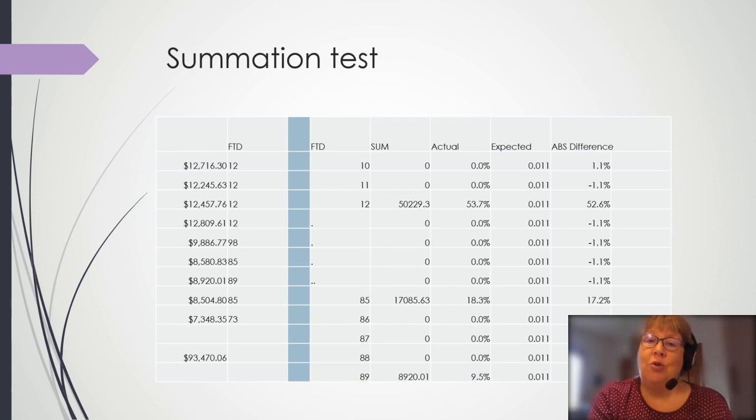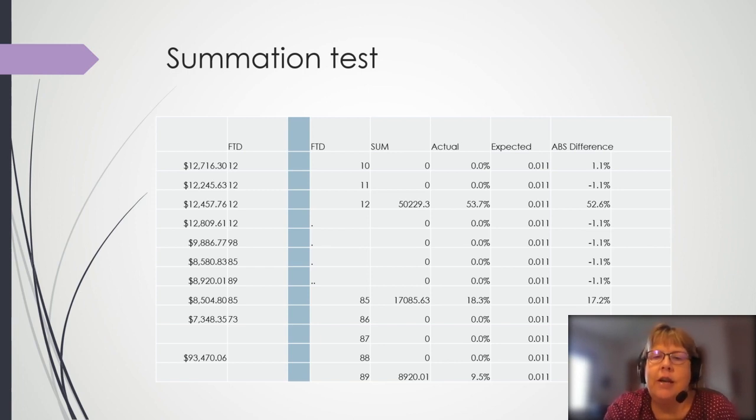As I said, this is not going to be a true test because we're only looking at 10 to 12 data points. So on the right, we have a chart, and that first column is the first 2 digits. That column would have between 10 and 99, and then the sum for each of those digits. So we had 4 data points that started with 12. We add up the check amount for each of those line items and get $50,229. And we have a total dollar for all of the line items of $93,000.